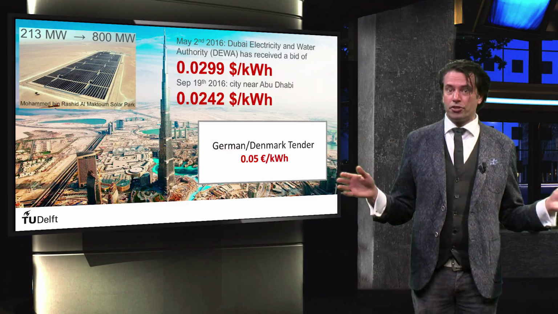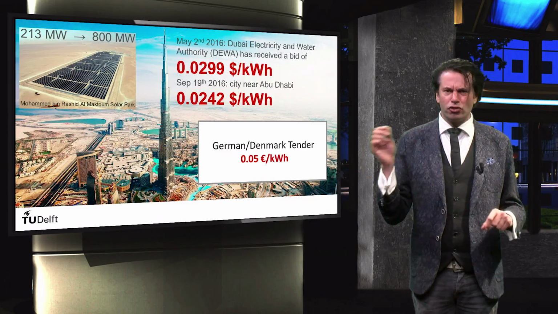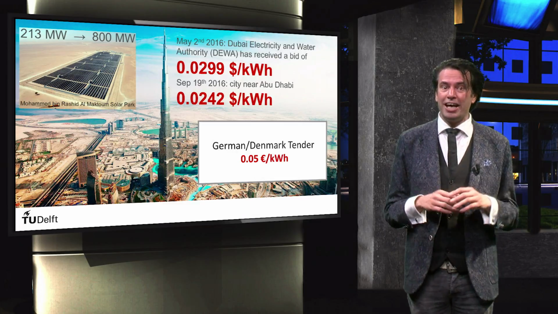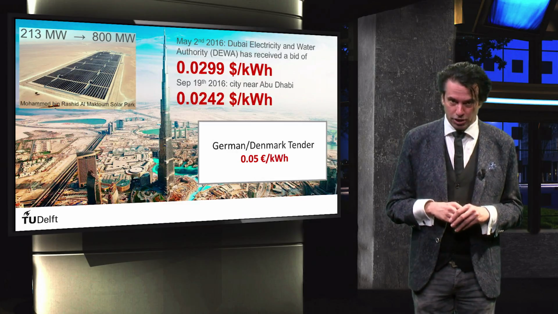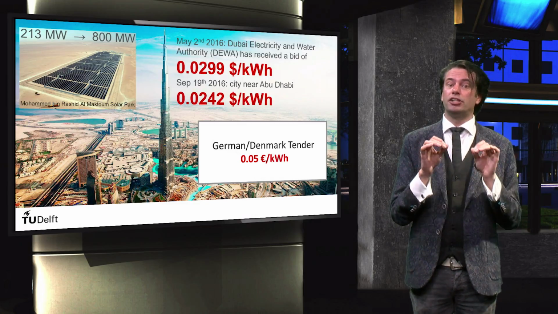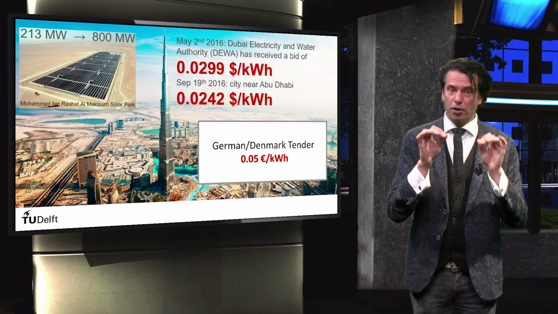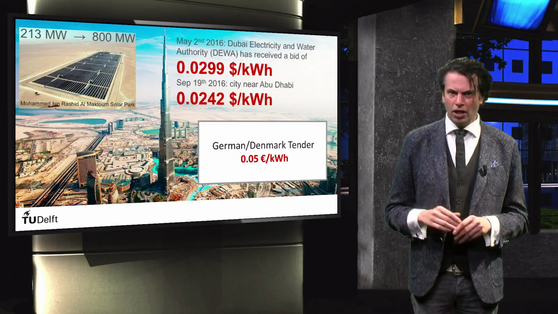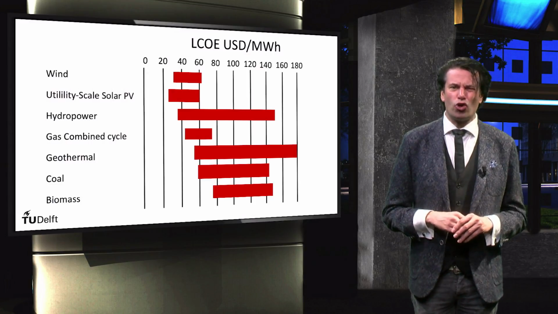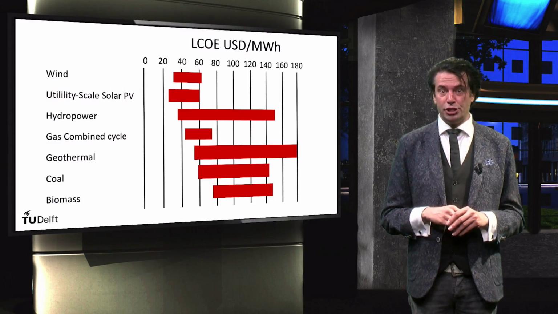However, in less sunny regions like Denmark and Germany, tenders of 5 € per kilowatt hour for large-scale utility solar electricity have been achieved as well last year. How does this compare with the cost of electricity generation of other methods? For this comparison, we look at the levelized cost of electricity, or LCOE.